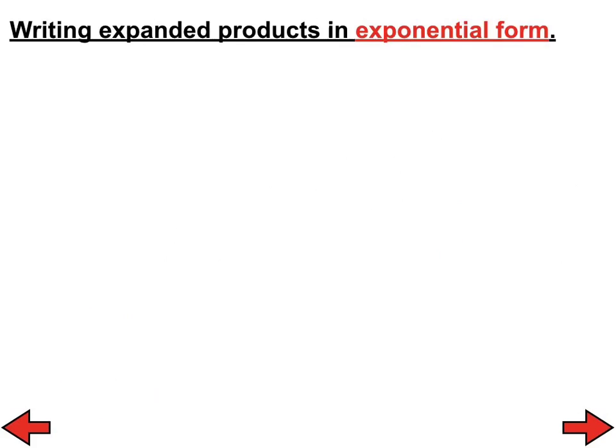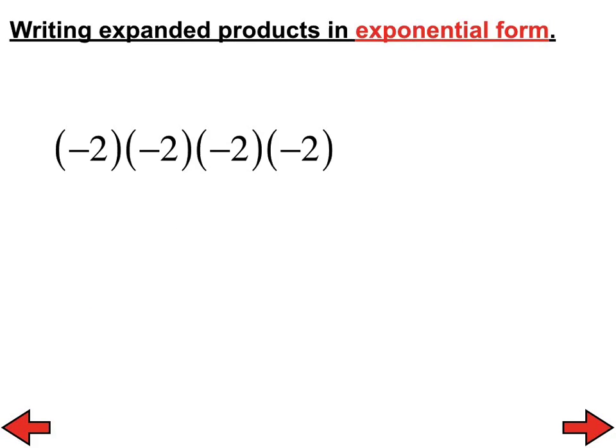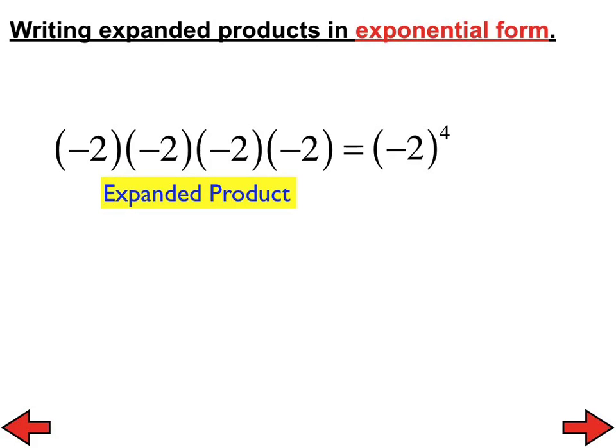Awesome. Let's go on. Now I'm giving you the expanded product and you're writing it in exponential form, meaning your answer will have an exponent in it. So how many negative 2s are being multiplied? 4. So your answer will be negative 2 in parentheses to the 4th power.